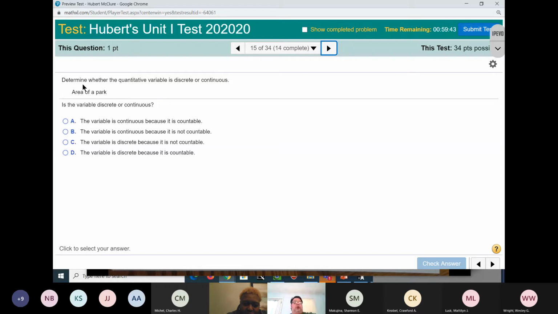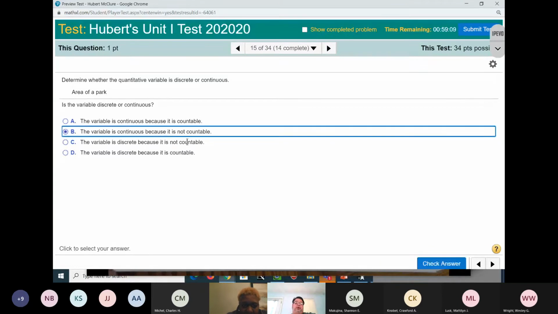All right. Determine whether this quantitative variable is discrete or continuous. Do we measure area or do we count area? Measure. You measure area. So which one says measure? Bravo or Charlie? Charlie. No, it's not discrete. Is it B? Continuous. Continuous means measured.